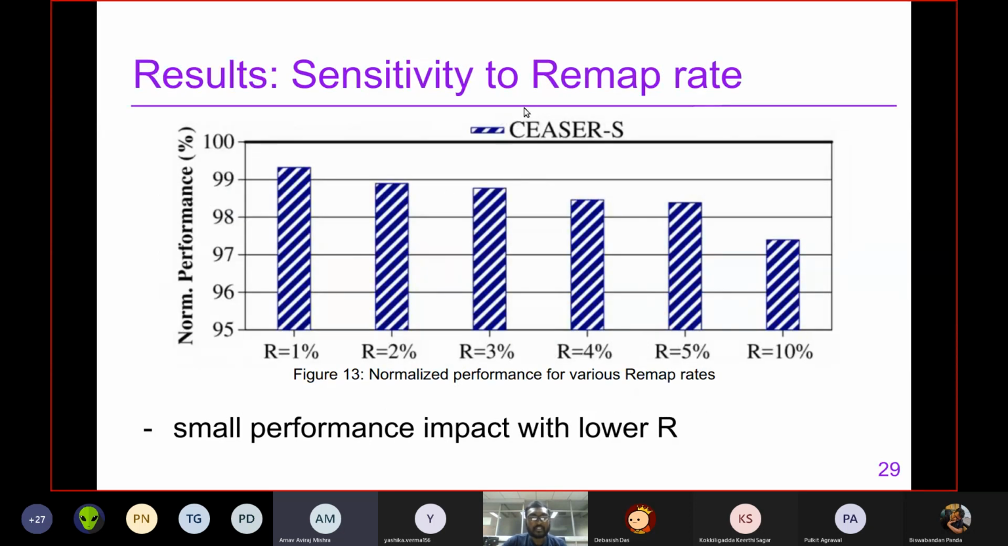Then we see the sensitivity to remap rate. Naturally, if we increase the remap rate, that means we have to remap the lines more frequently. That means reading the line, then again writing the line. That's why there will be more performance overhead. And for a remap rate of 1%, which is quite secure for skewed Caesar, we see that the performance degradation is less than 1%.